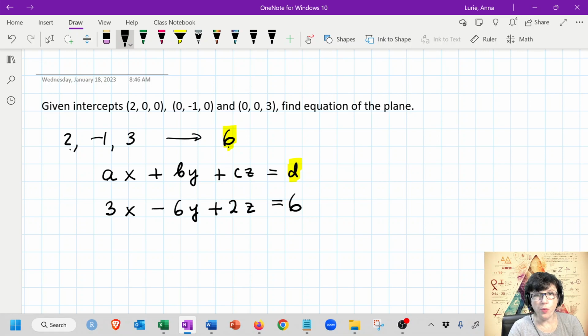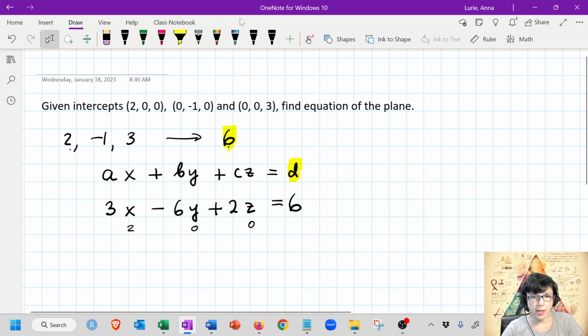Now, you can always check to see if that works. So, for example, (2, 0, 0): if you were to substitute that into the equation, so you would substitute 2 for x, 0 for y, 0 for z, you would get 6 = 6, right? Same thing will happen if it's (0, -1, 0). You can check that that would be true. And then (0, 0, 3), you can check that that's true also.